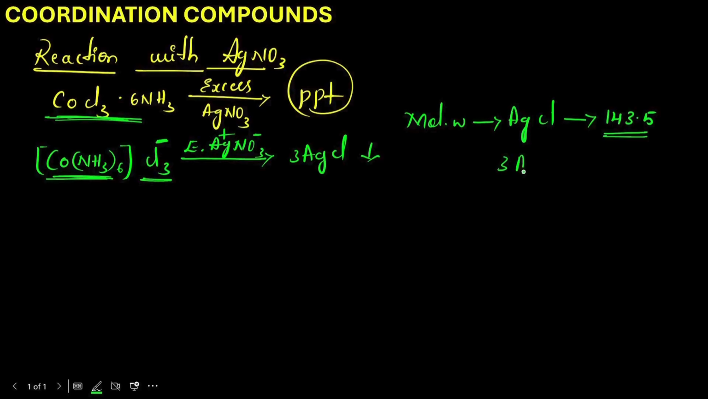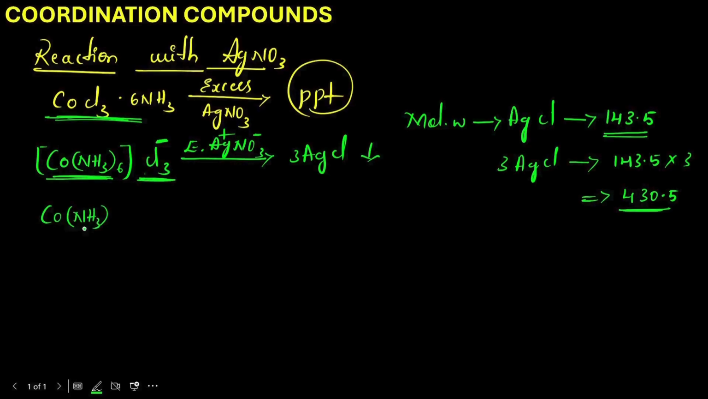Okay, here we have 3 moles of AgCl, that is nothing but 143.5 into 3, which gives you 430.5. Next we will write the coordination compound, which is [Co(NH3)5Cl]Cl2. Outside the coordination sphere we have Cl2. Again, when it is made to react with excess of AgNO3, we have Ag+ NO3- and Cl-. So this Ag+ reacts with Cl- to give 2AgCl.